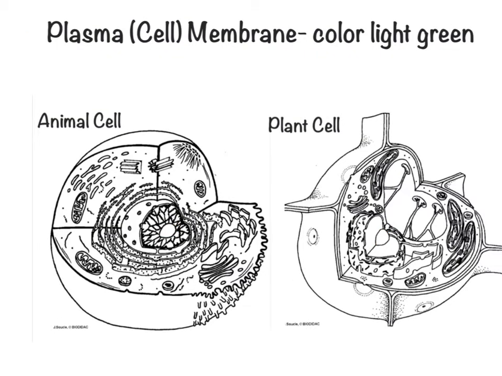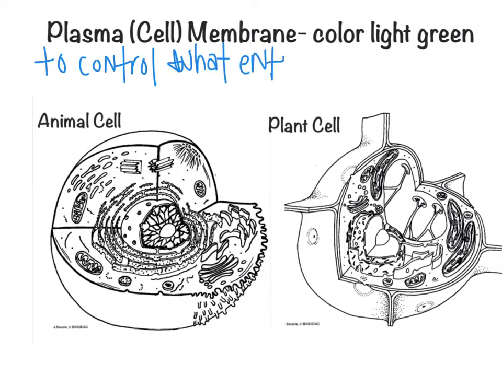The next thing is the plasma or cell membrane. They're located in a slightly different spot between the animal and the plant cell. Some books call it a plasma membrane, some books call it a cell membrane. I put both terms so you wouldn't get confused in case you saw one or the other. Its main job is to control what enters and leaves the cell.